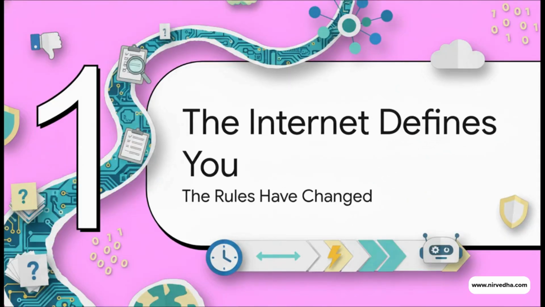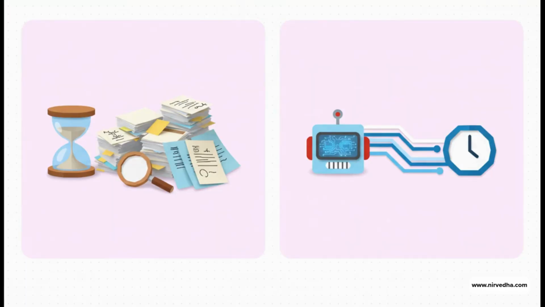So, how did we even get to this point? In this first section, we're going to look at the massive shift from the old, slow, manual ways of checking reputations to the instant AI-driven world we live in right now. I mean, just look at the difference here.